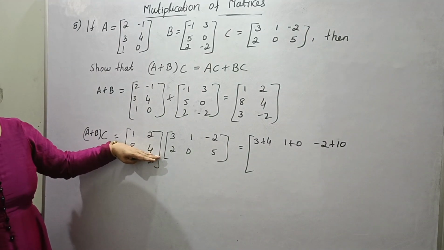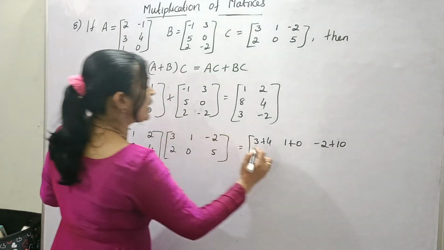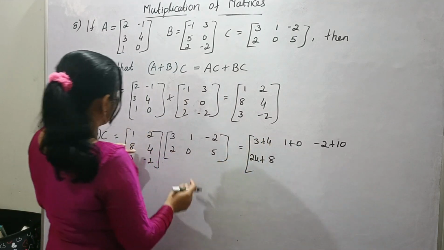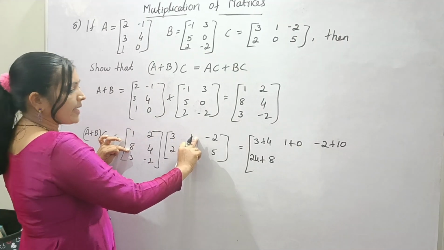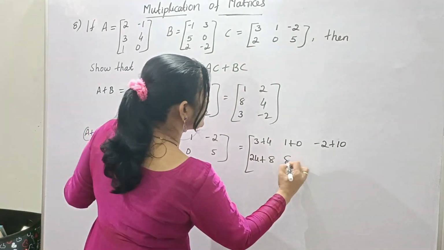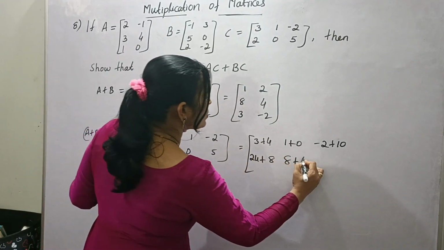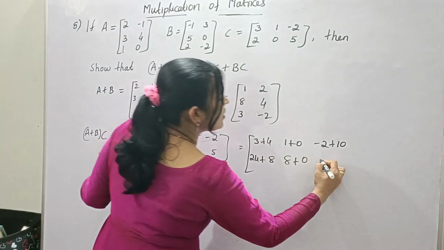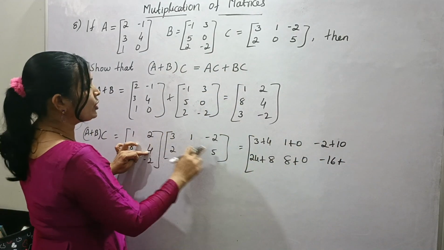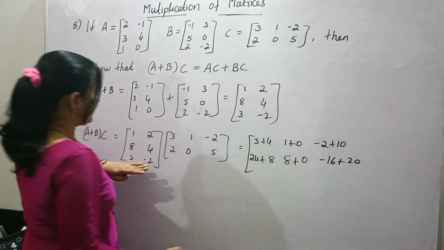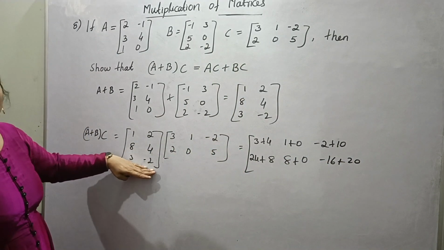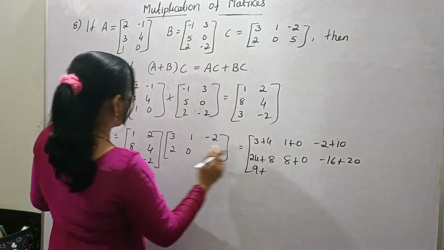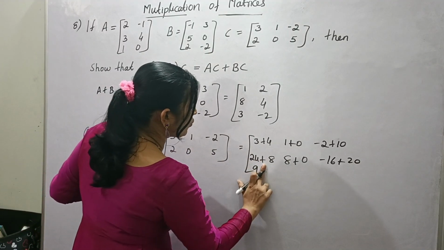Then second row multiplied with the first column: 8 into 3 is 24 plus 4 into 2 is 8. Then second row multiplied with the second column: 8 into 1 is 8 plus 4 into 0 is 0. Second row multiplied with the third column: 8 into minus 2 is minus 16 plus 4 into 5 is 20. Then third row multiplied with the first column: 3 into 3 is 9 plus minus 2 into 2 is minus 4.